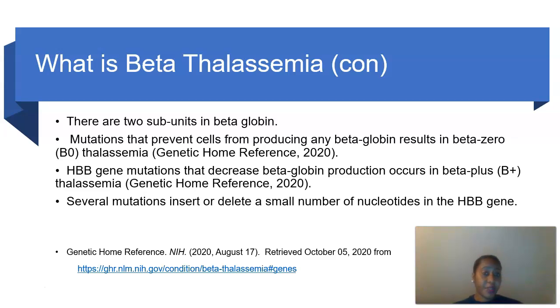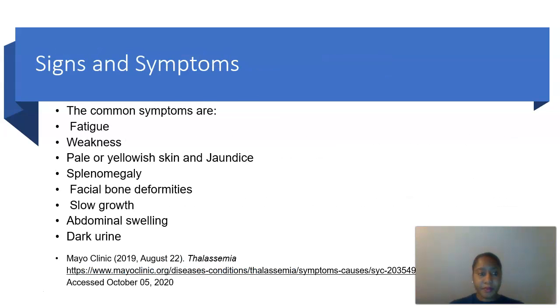There are two subunits in the beta globin. So we have a beta 0 and a beta plus. The mutations that prevent cells from producing any beta globin result in beta 0. The HBB gene mutations that decrease the beta globin production occur in the beta plus. There are several mutations that insert or delete a small number of nucleotides in the HBB gene.